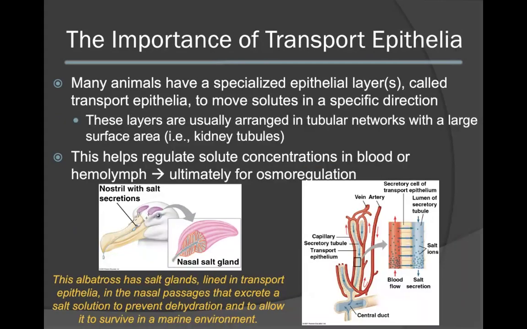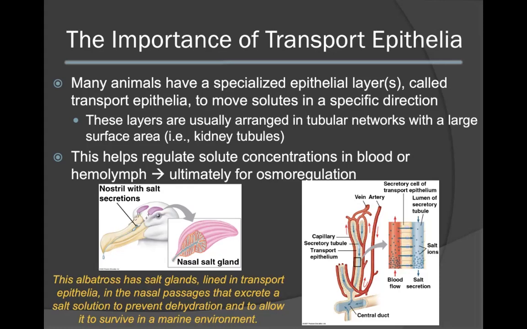Many animals have what is termed specialized epithelial layers, called transport epithelia. This transport epithelia can move solutes in a specific direction, whether it be active or passive transport. Transport epithelia is usually arranged in tubular networks with a very large surface area. This increases the amount of surface area available to control the movement of ions in water. This is very important in helping to regulate the solute concentrations in blood or in the surrounding hemolymph. Ultimately, this is for osmoregulation.